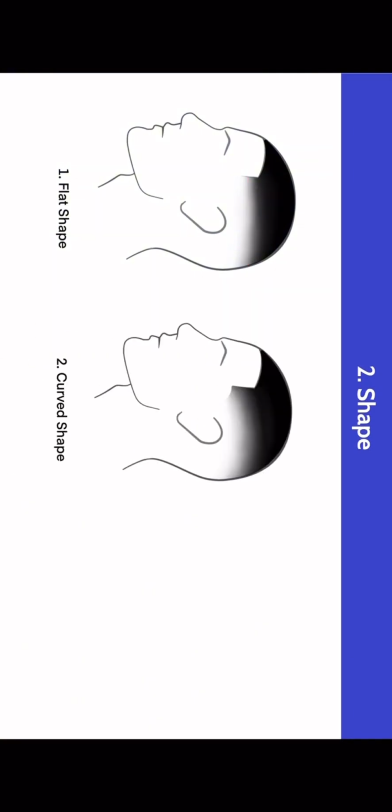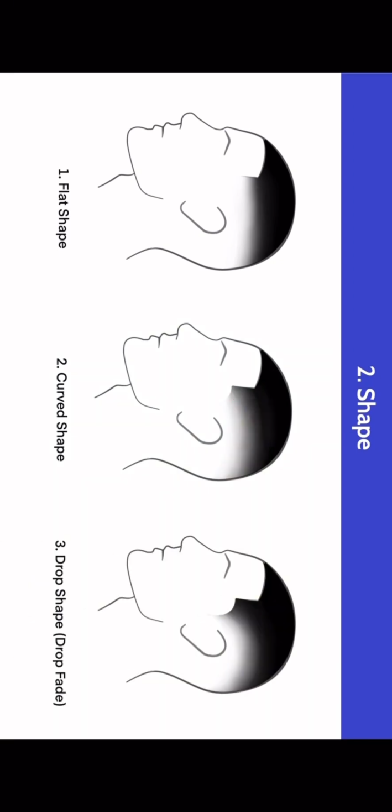We have flat shape, which has, as the name says, a flat format. This shape is used mostly for high fades. Next, we have a curved shape, which gives a slightly arched format to the fade. This shape is used mostly for mid fades. And the last, we have drop shape or drop fade, as you may have heard before, which builds a strong arch format for the fade. This shape is used mostly for mid and low fade.